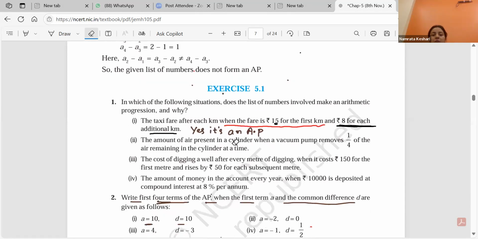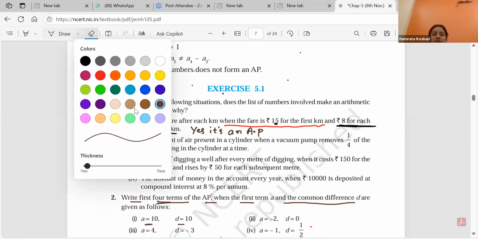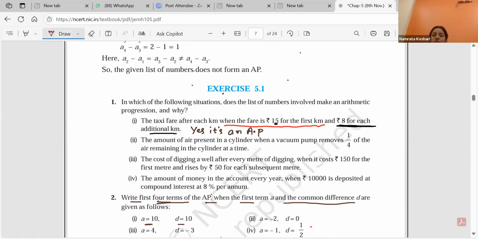The amount of air present in a cylinder when a vacuum pump removes 1/4 of the air remaining in the cylinder at a time. Okay, we need to understand this situation really well. The amount of air present in a cylinder. Suppose this is a cylinder.